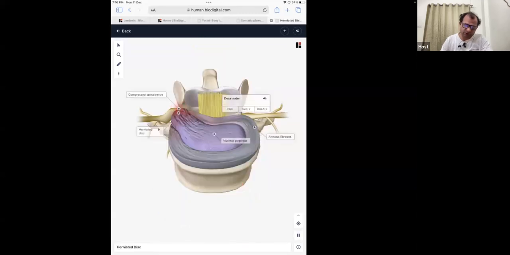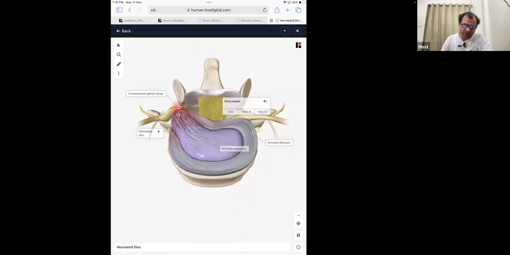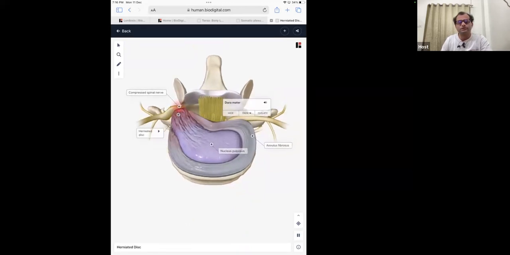So when there is a slip disc, there is a nerve compression, then the person is feeling too much pain.